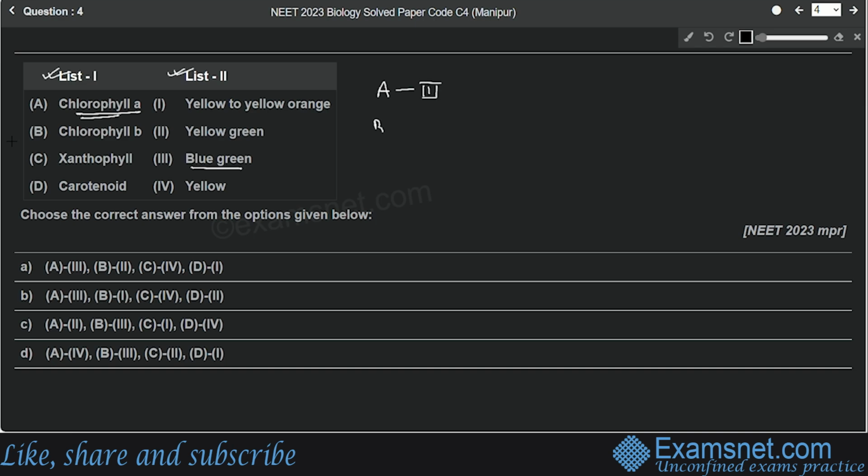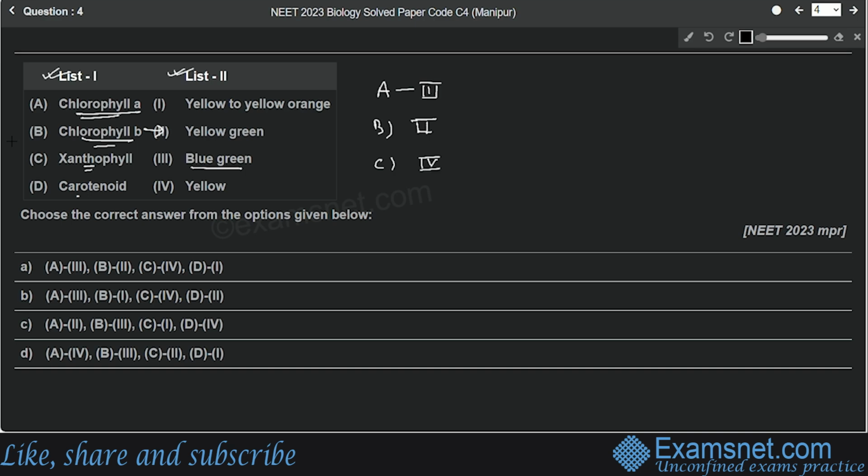Okay. Then the second one is chlorophyll B. The chlorophyll B appears yellow-green in the chromatogram. So the correct match for B will be number 2. It is already matched here. Then the third one, xanthophyll. Xanthophyll appears yellow in the chromatogram. So the correct match for C will be number 4.